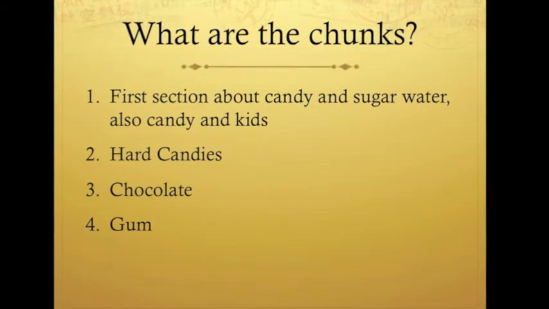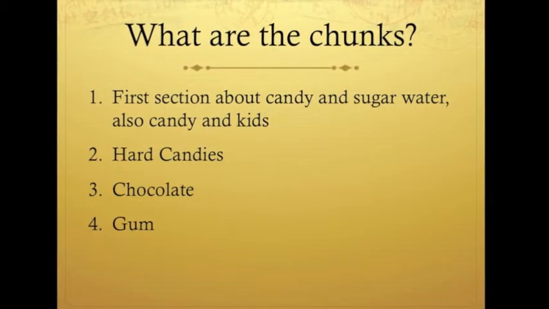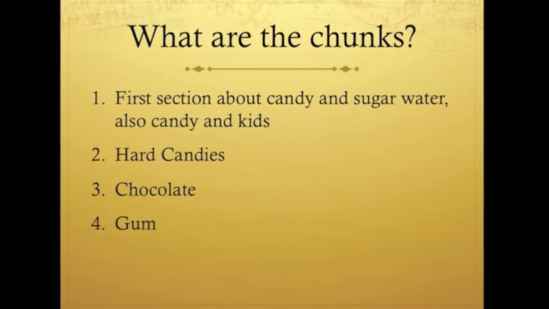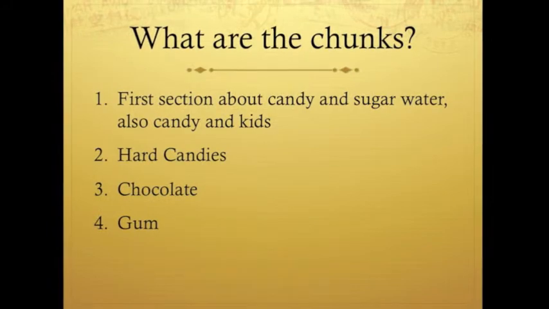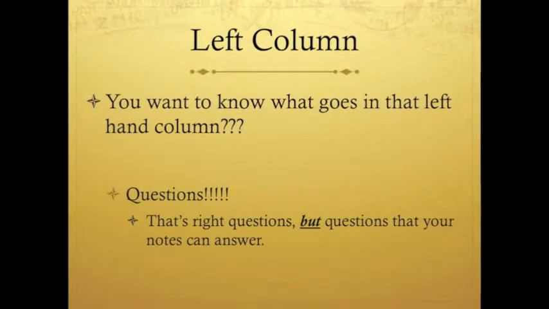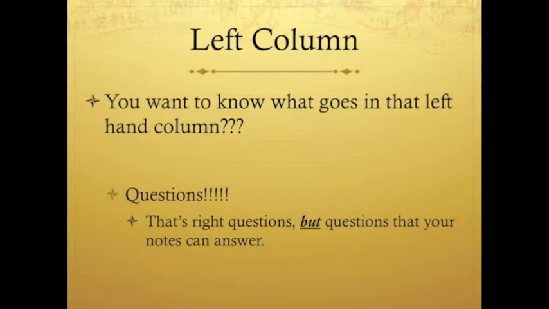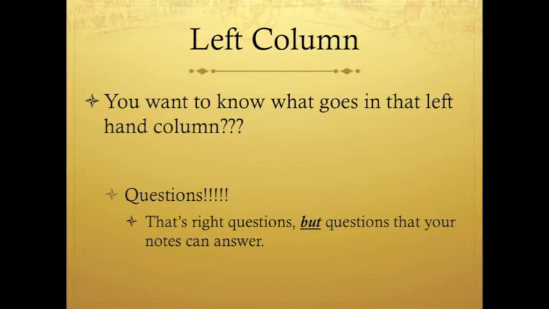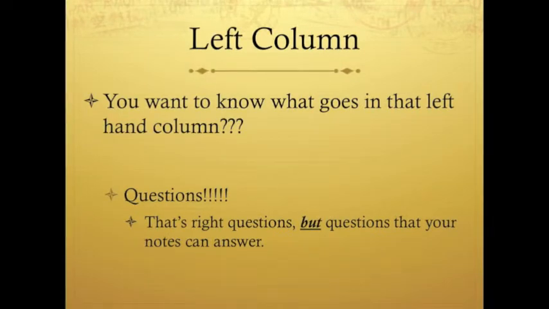Something that is really helpful is to actually number those sections inside your notes. So number it 1, 2, 3, 4 in each section. Numbering those sections helps you with this next part, the left-hand column. Want to know what goes in that left-hand column? Questions. Sometimes we get main ideas or vocabulary for different classes, but it's mainly questions that go in that left-hand column. Some of you are kind of confused right now, I know.